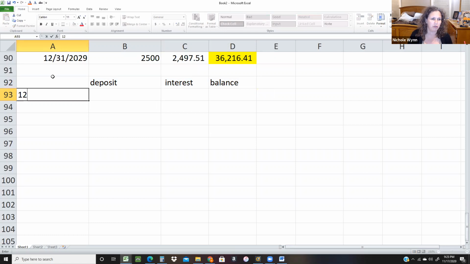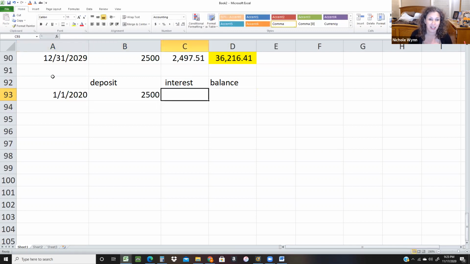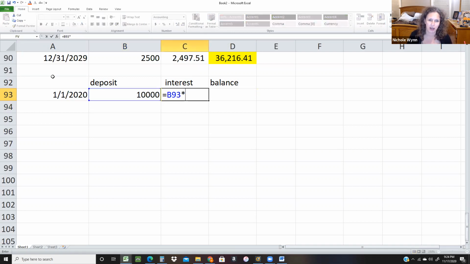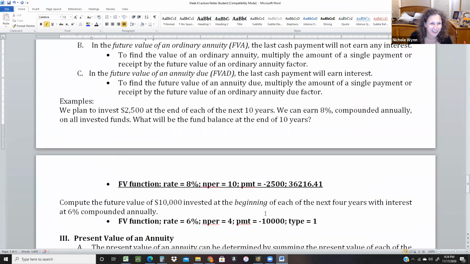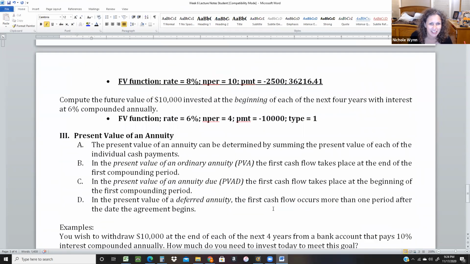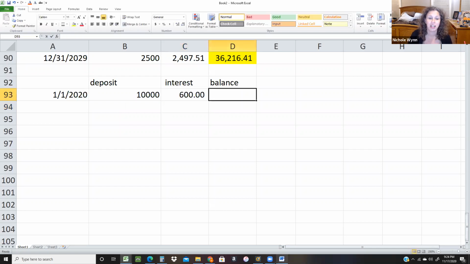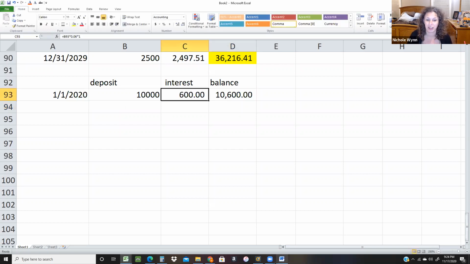it doesn't really matter. I could just do 1/1 of 2020. I'm going to make that deposit of $2,500. And so it's going to earn interest immediately. Oh, it's not 2,500. It was 10,000. So I'm going to earn interest on that immediately. I don't remember the rate. Man, the rate on this problem is 6%. So, okay, I'm going to do this times 0.06 times 1 year. So at the end of the first year, I have 10,600.